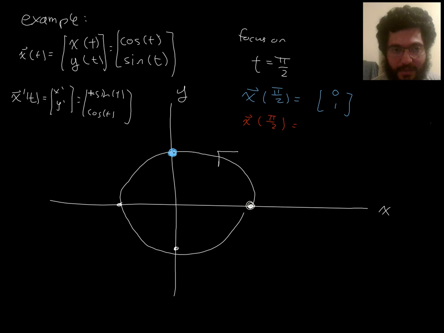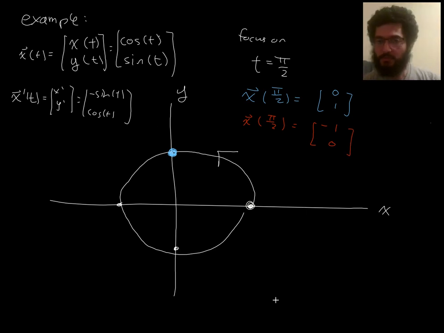Then that would be negative sine pi over 2, so that's negative 1, and then cosine pi over 2, so that's 0. So negative 1, 0. And why is that? What does that mean? That means dx/dt is negative 1, and dy/dt is 0.